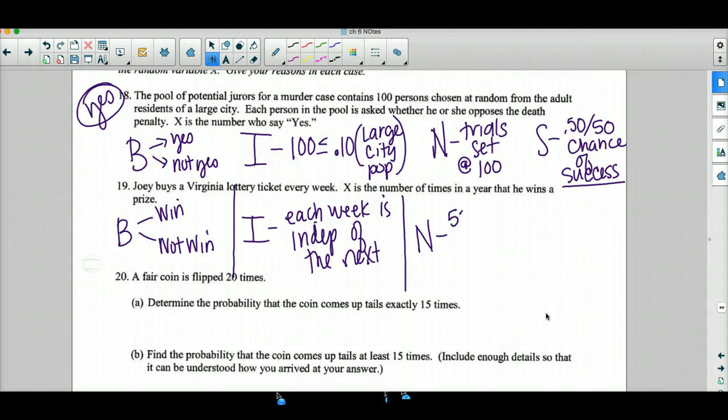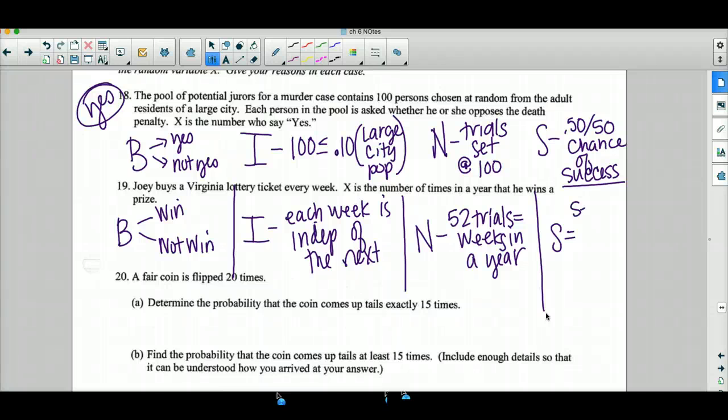52 weeks in a year. 52 trials equals weeks in a year. I agree. And what's my probability of success? They didn't quite tell us, but if you look on the back of a lottery ticket and you buy one ticket from all the number combinations that there are, it is a set probability of winning. Okay, there's a set probability of winning. So you don't always have to give a number? No.